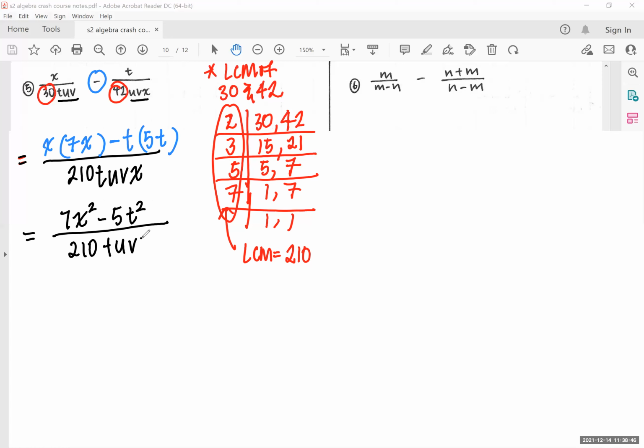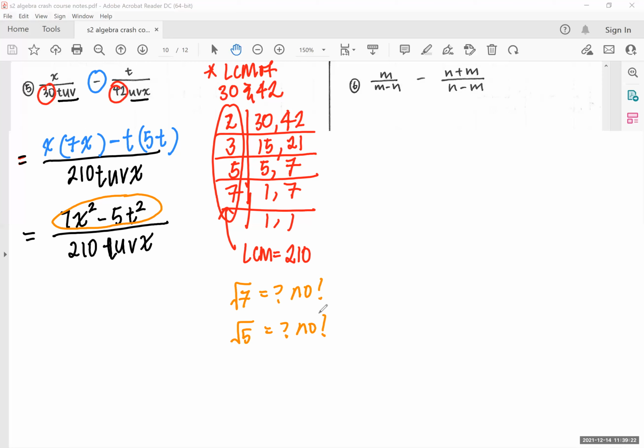T, u, v, x. Now guys, look at here. Can you see this? It looks like the third algebraic identity. Yes, but we cannot use it. You know why? Can we square root 7? No. Can we square root 5? No. So stop there. No need for your third algebraic identity. Understand? The third algebraic identity only works if your numbers can be square rooted. Please remember that.